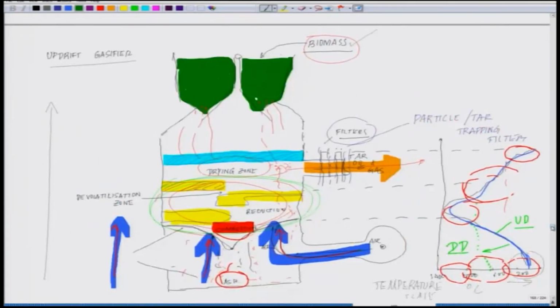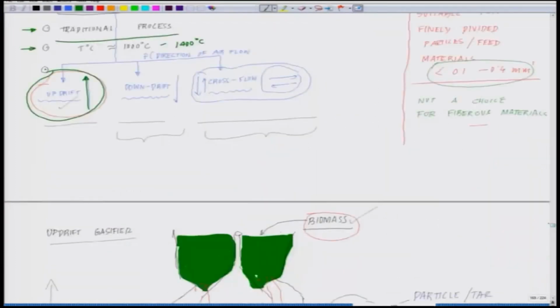By the way, in the updraft, the gas which is coming out is at a much lower temperature. It is almost the same temperature as the drying zone, 200 degrees centigrade, where it started. If you mark it here with an asterisk, you can see the temperature is around 200 degrees centigrade. Then we talked about the downdraft gasifiers.